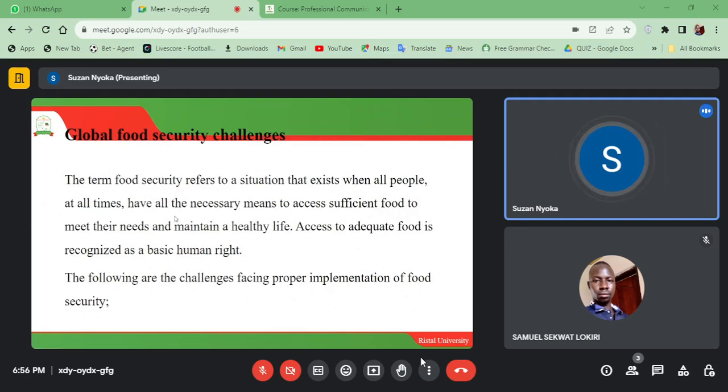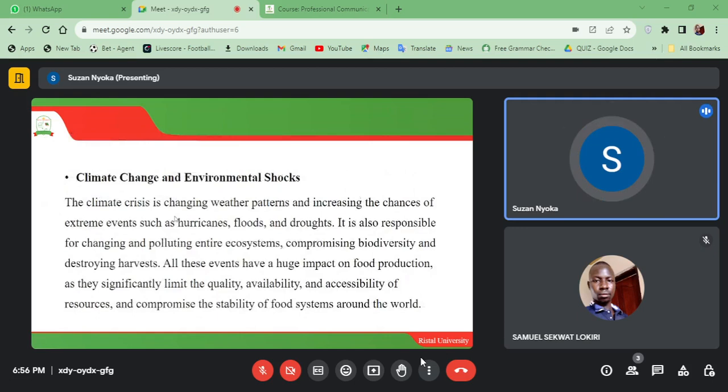Next are the challenges facing proper implementation of food security. One is climate change and environmental shocks. The climate crisis is changing weather patterns and increasing floods and droughts. It is also responsible for changing and polluting entire ecosystems, compromising biodiversity and destroying habitats. All these events have a huge impact on food production, as they significantly limit the quality, availability, and accessibility of resources and compromise the stable environment.